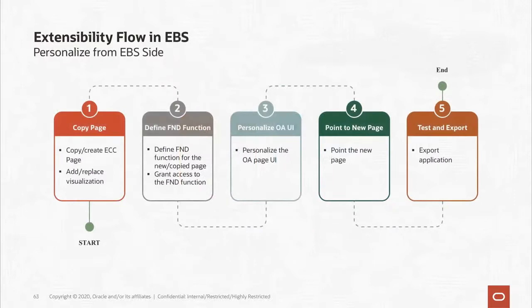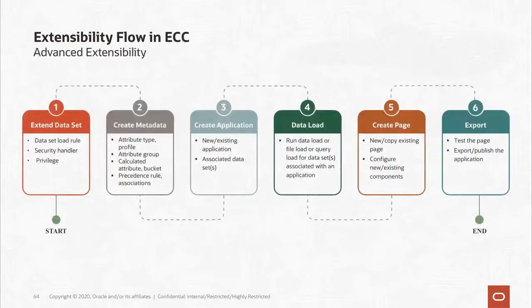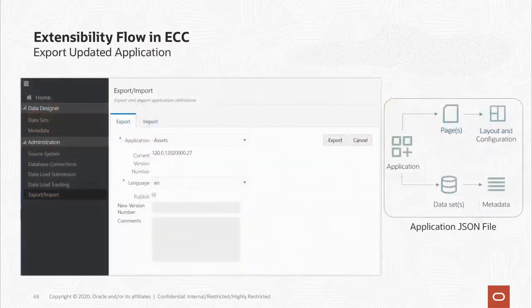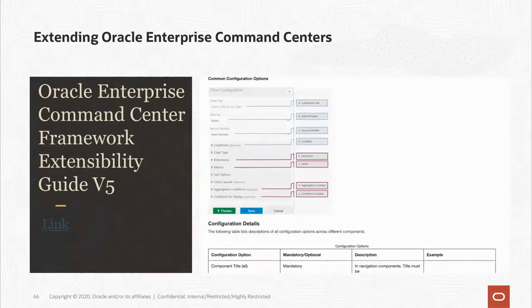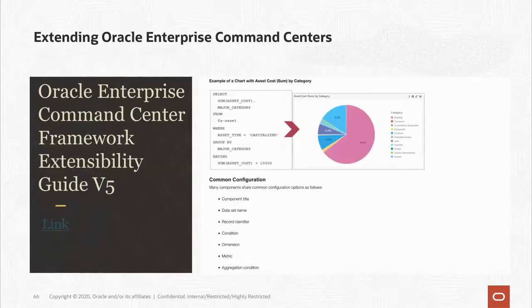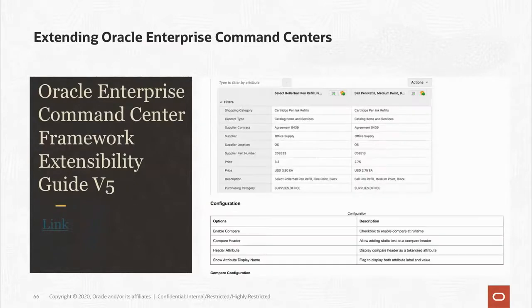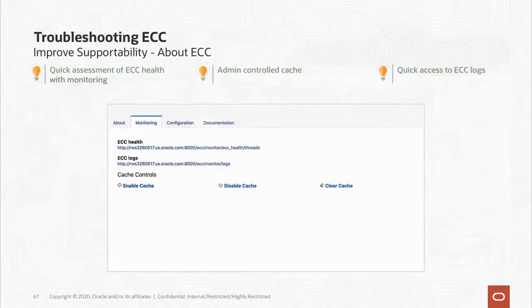And then we allow something we call advanced extensibility, which requires coding, because maybe you have a requirement to bring more data into ECC. It requires a little bit of coding to do the ETLs, the extract, transform, and load of data from EBS into ECC. All of this information is captured in a very detailed guide, the Enterprise Command Center Extensibility Guide. We keep it up to date with every release. It has 100+ pages of instructions on how to create your own dashboards, which is the basic extensibility part, or how to bring new data into ECC, which is the advanced capability.